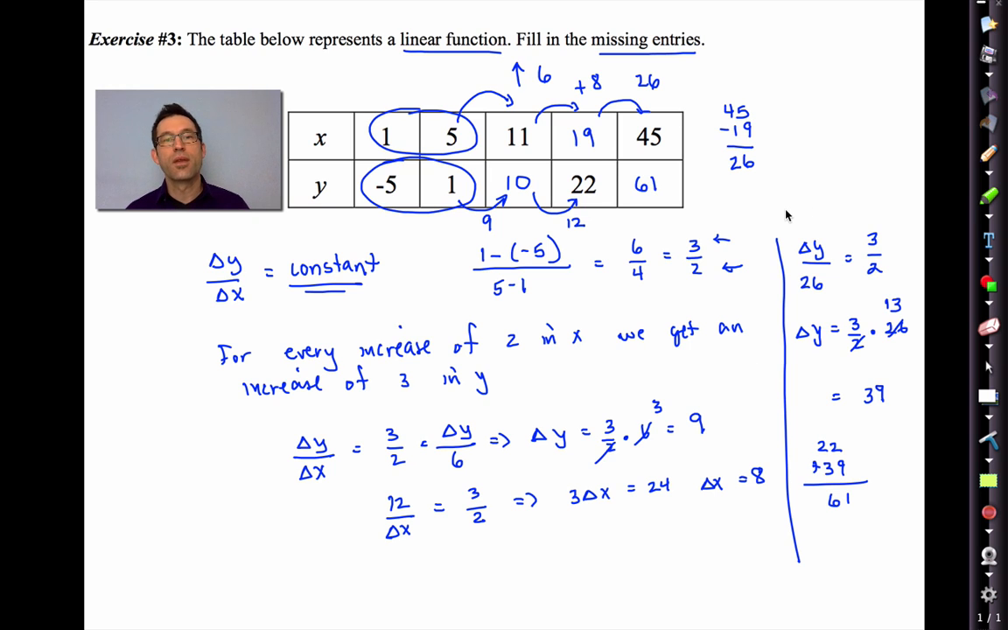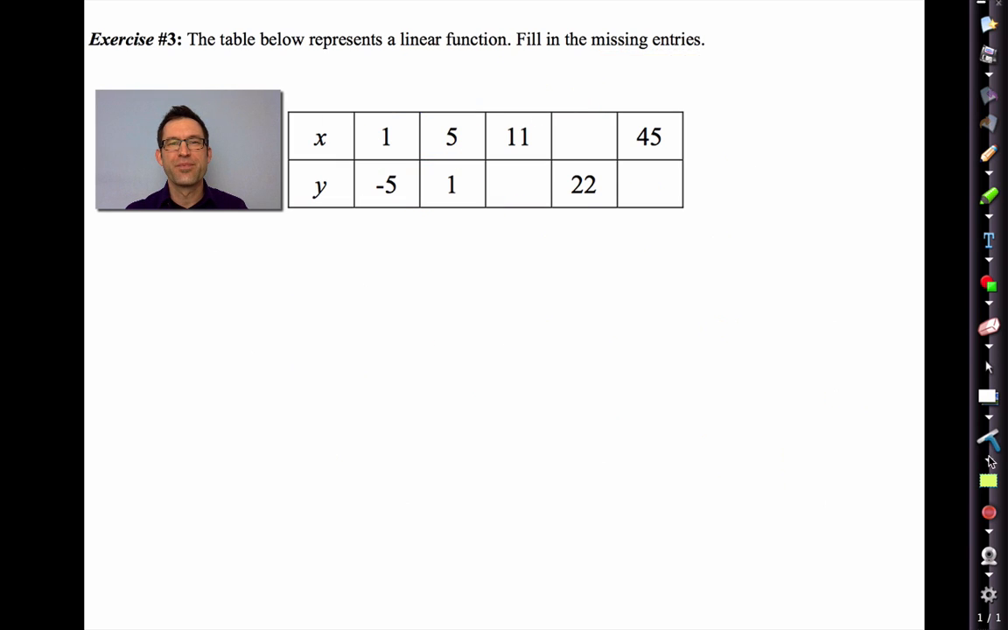All right? What this really relied on, though, is understanding that in a linear function, it's not that y divided by x is a constant. It's that the change in y divided by the change in x is a constant. And that can be kind of tricky. All right? Pause the video, write down anything you need to. All right, here we go.